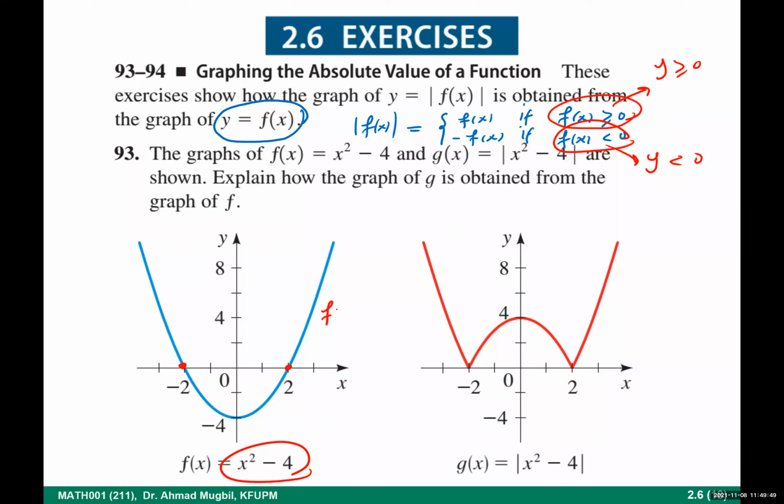What was above the x-axis, ya shabab? Here f of x is greater than 0, so it stays as it is. What was below the x-axis? Here we have f of x less than 0. We multiplied by negative, so it has been reflected in the x-axis and it becomes like that.